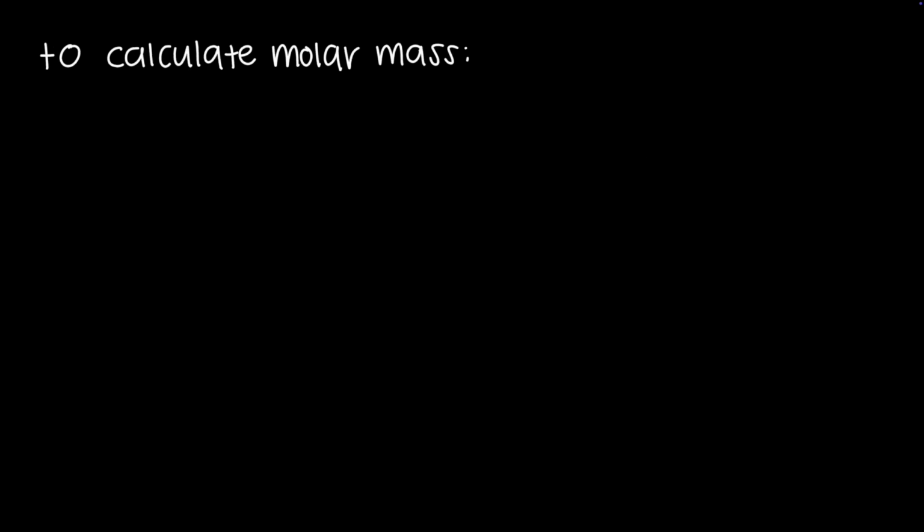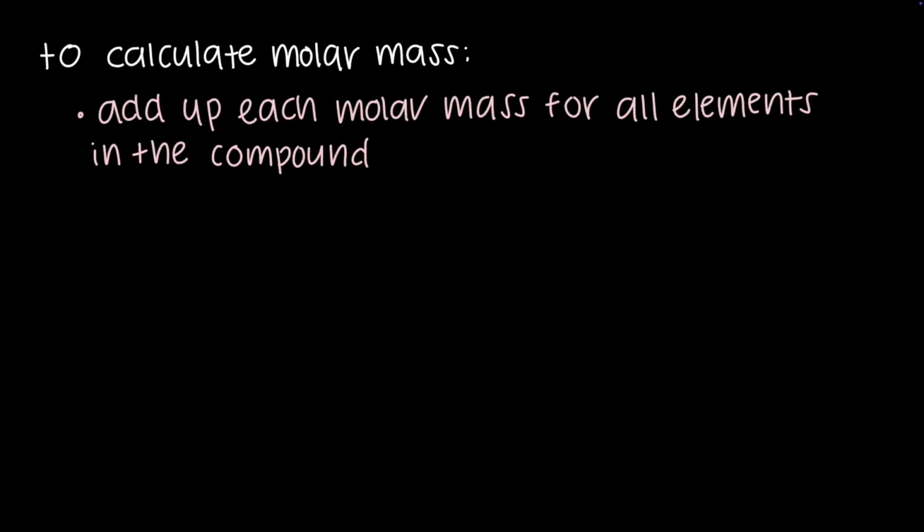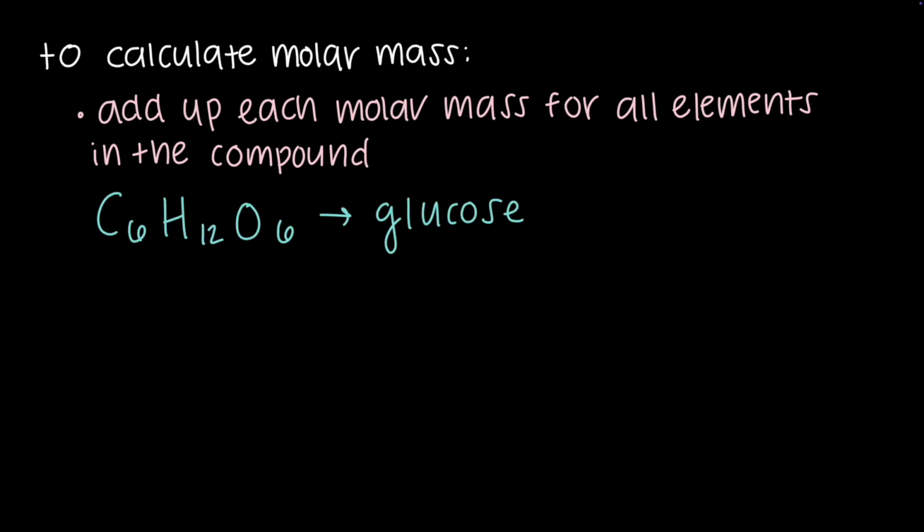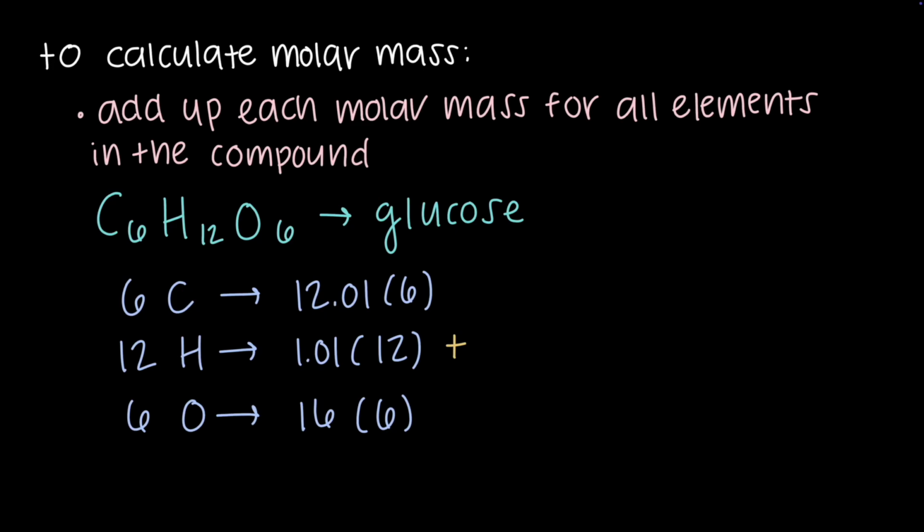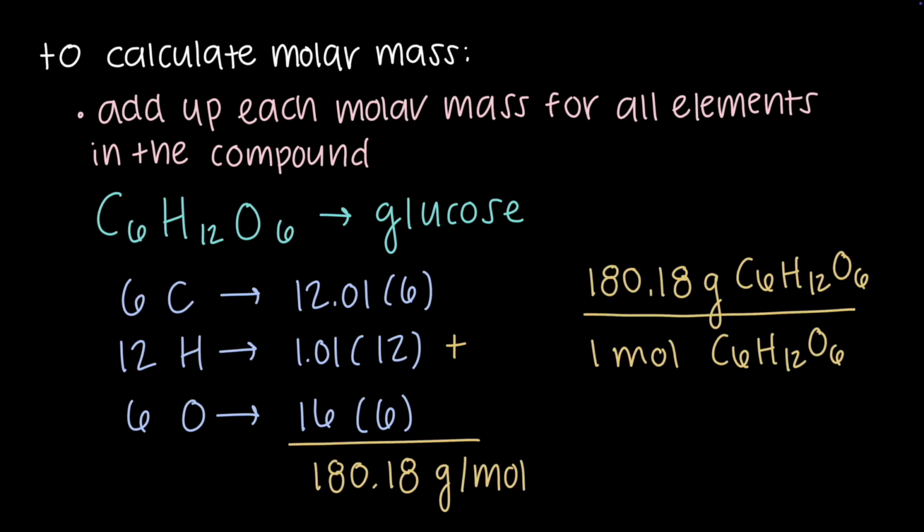To find the molar mass, we add up all the individual molar masses for the elements in the compound. For example, if I needed to know the molar mass for glucose, I would add 6 carbons, 12 hydrogens, and 6 oxygens together to get a value of 180.18 grams of C6H12O6 for every 1 mole of C6H12O6.